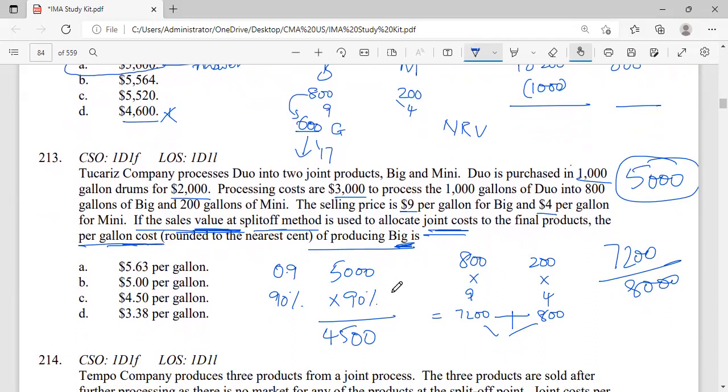Now to understand per gallon, we can see how many gallons this is. 800. So 4,500 divided by 800. What would it be? 4,500 divided by 800 is equal to 5.625. Is there an answer 5.625? Nearest answer is 5.63. All right. I hope that you guys are able to follow.